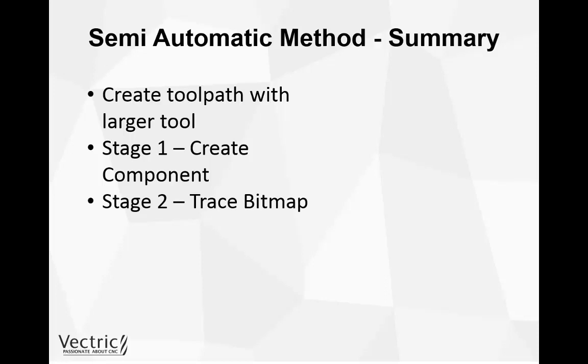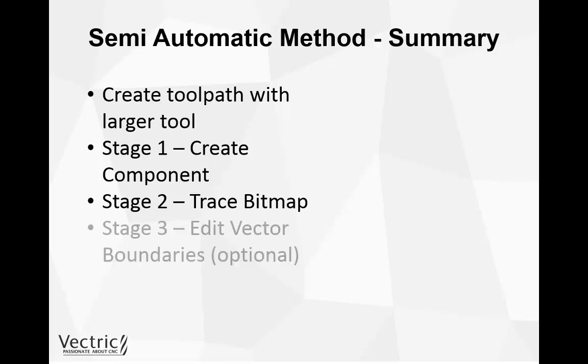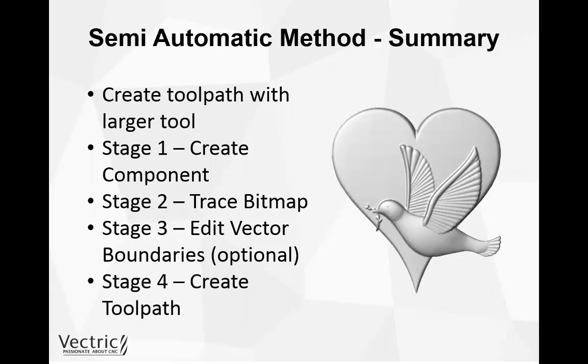We then go ahead into stage 2, where we use the trace bitmap tool to create us some vectors around the unmachined areas. We have stage 3, which is optional, which is where we can go ahead and edit the vector boundaries that we've created using the trace bitmap tool to create us a faster and more efficient REST machining toolpath. And stage 4 is where we actually go ahead and create that REST machining toolpath.